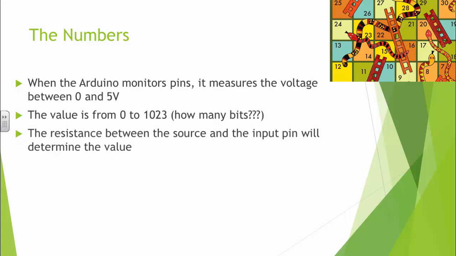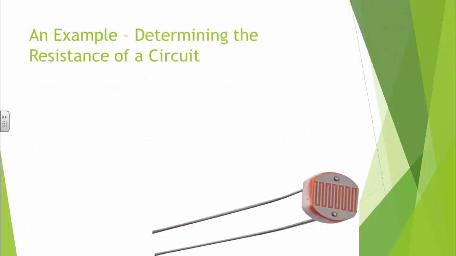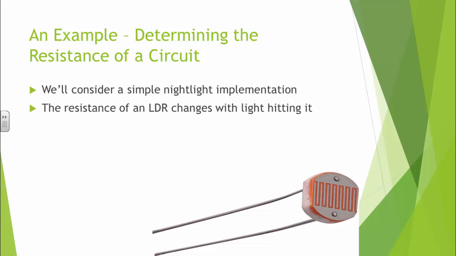Now, there is a little bit of circuitry that we have to discuss before we go any further. We can make a detector, of course, based on the value that we get. We can make a detection system, but the value itself depends on the device and depends on how it's configured. So let's use an example to illustrate this, and it's an example that's already fairly familiar to us. Our simple nightlight implementation. So what we want is the resistance of the LDR. We already know that the resistance changes with light hitting it.